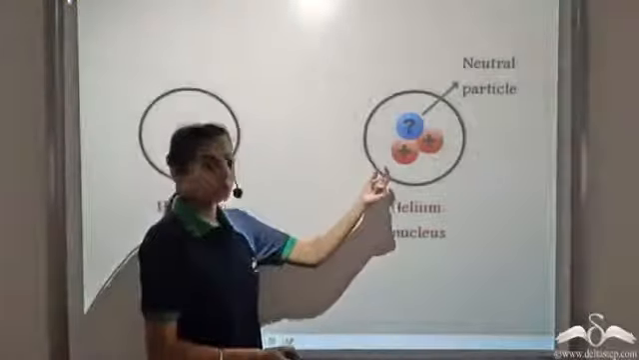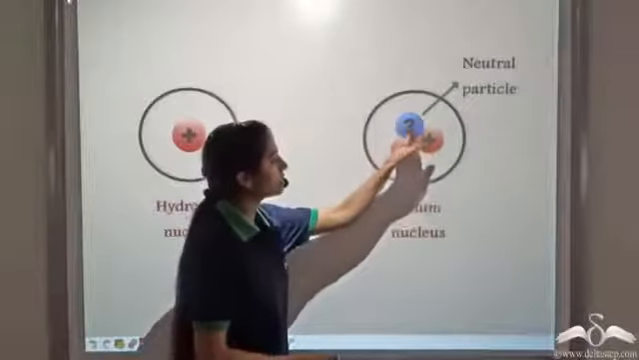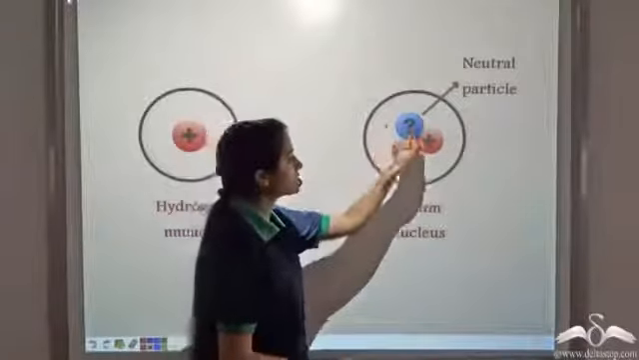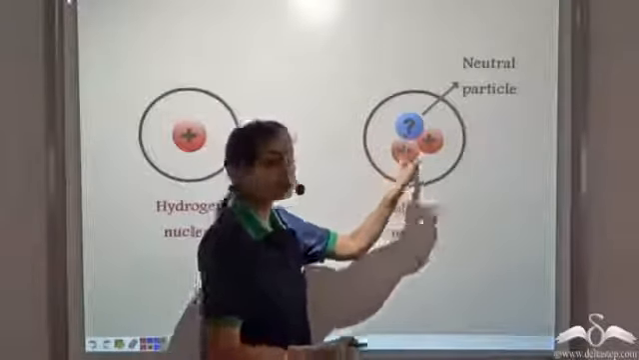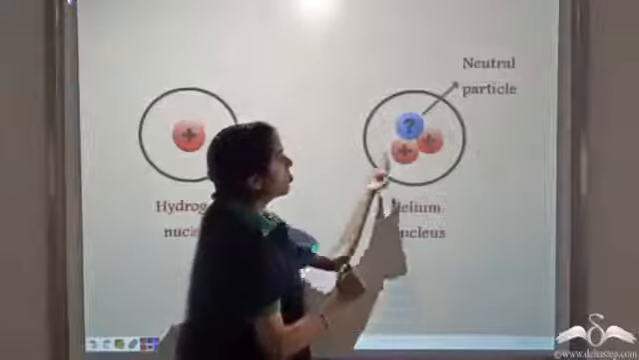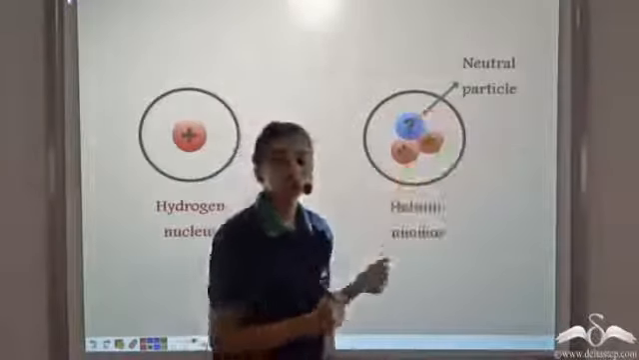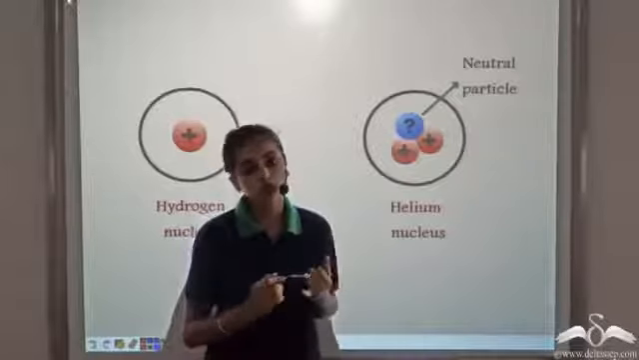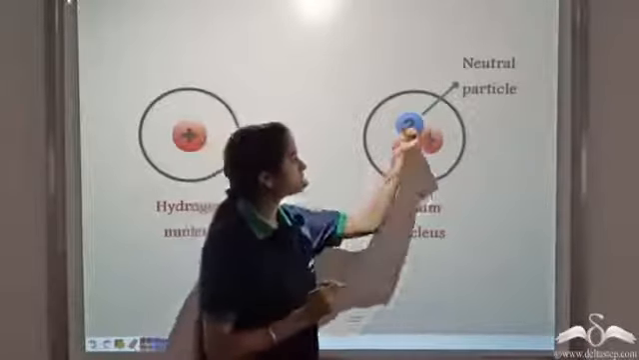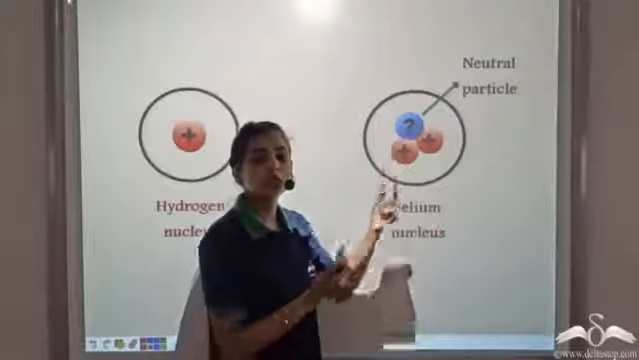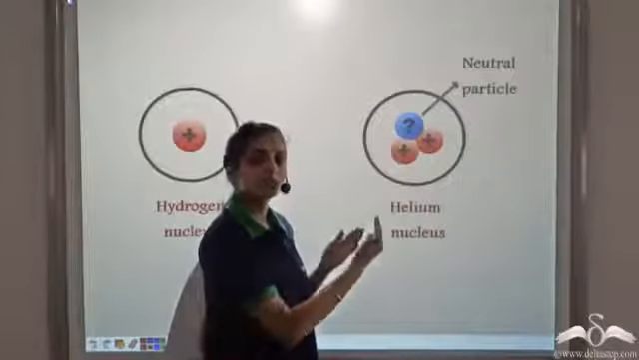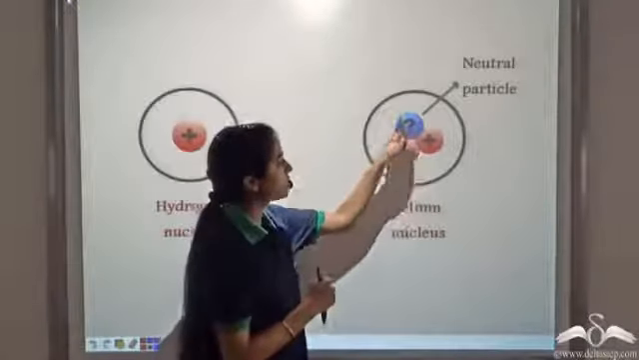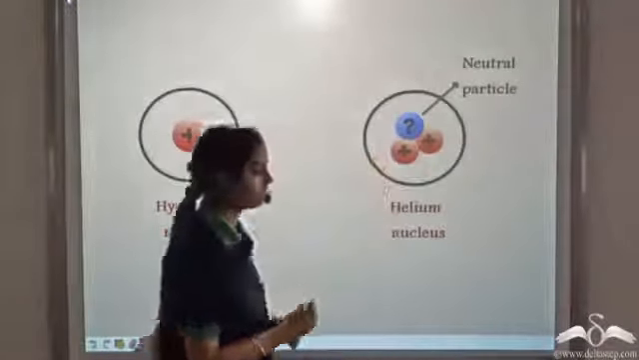Scientists concluded that there should be some extra particle present in the nucleus of the helium atom. This extra particle is giving the extra mass of the helium nucleus, and it should be neutral, because an atom is electrically neutral. The number of electrons is equal to the number of protons. If this particle had some charge, it would make the atom unstable, that is, not electrically neutral. Therefore, this extra particle should be neutral in nature.